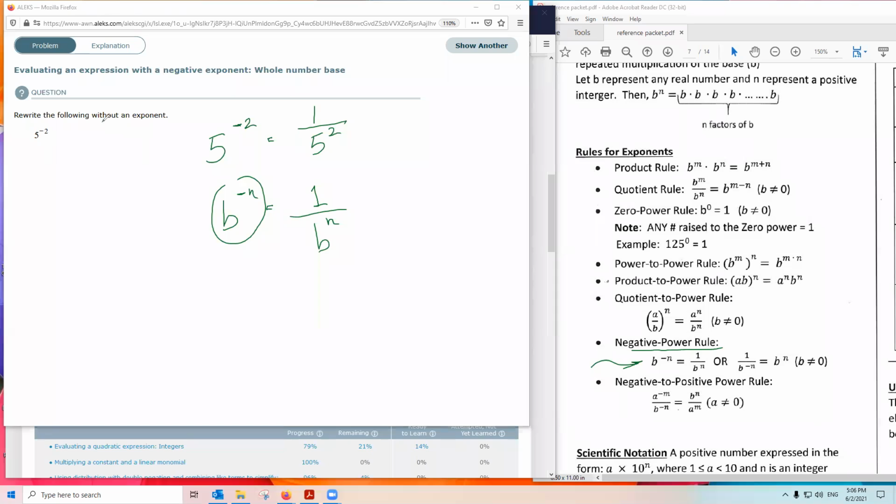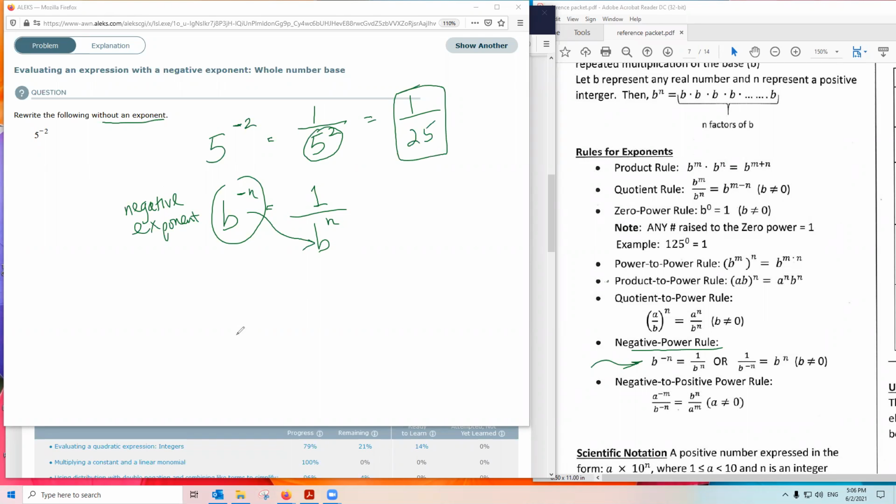But they want me to write it without an exponent. Well, I know 5 to the exponent 2 is 5 times 5, 25. So my final answer here is going to be just 1 over 25. Okay, so this is the rule on how to get rid of a negative exponent. You move it down to the denominator or the bottom of a fraction. By moving it down to the bottom, it changes the sign of the exponent from negative to positive.